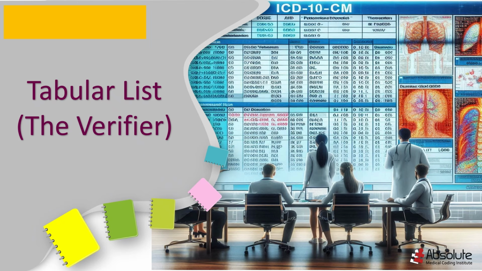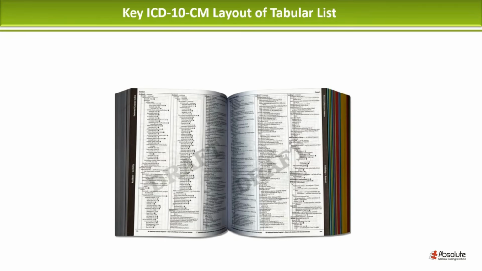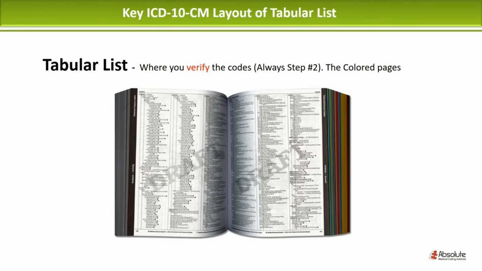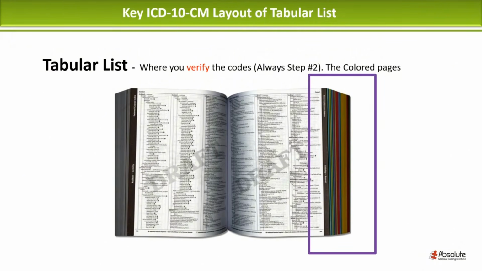Now, let's talk a little further. Remember, coders, in part 1 when I showed you the color pages? Yes, these color pages inside that purple box. This represents the tabular list. This is where you will verify the code once you find it in the index. And very, very important, coders, remember, there are guidelines in your tabular list. So the tabular list is important.